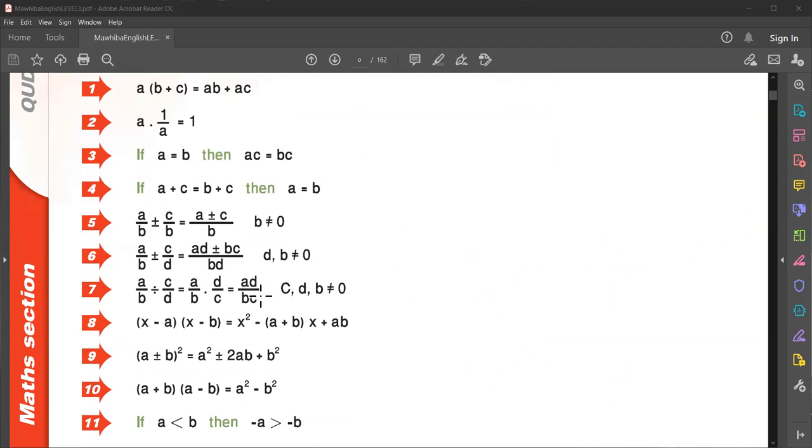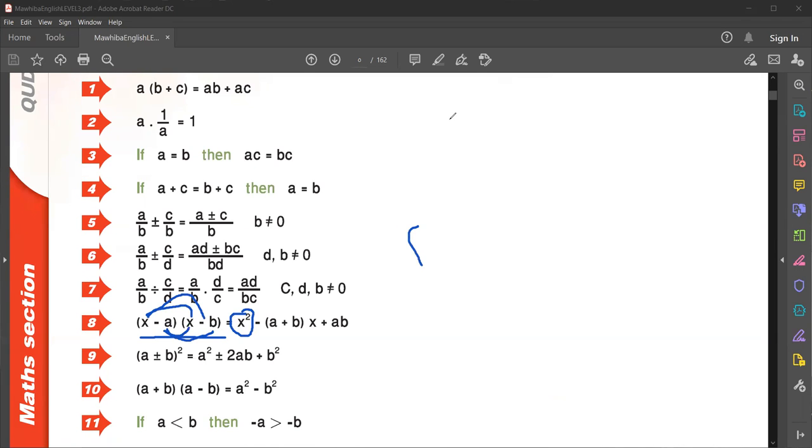If I have this problem, (x minus a) times (x minus b). You see the same here, x times x, and minus a, minus b, that's different. You can multiply: x times x equals x squared, x times minus b equals minus bx, and minus a we multiply by x, and minus a multiply minus b equals the same.